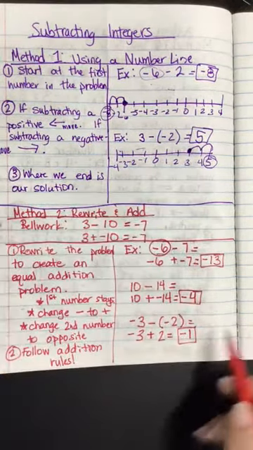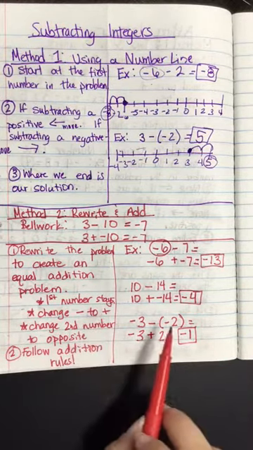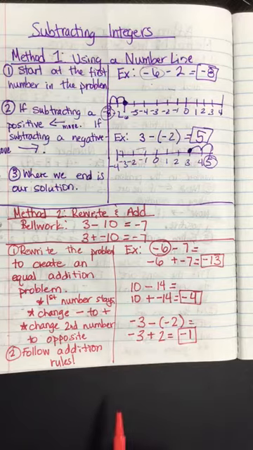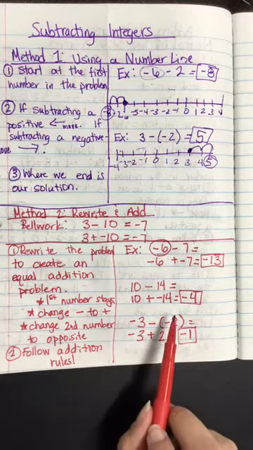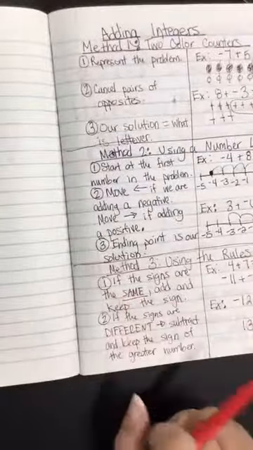Okay, so we rewrite the problem to an equivalent problem. Our first number stays the same. Our subtraction becomes addition. Our second number becomes its opposite. And then we flip back over here and follow these 2 rules.